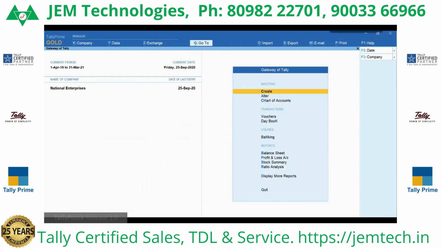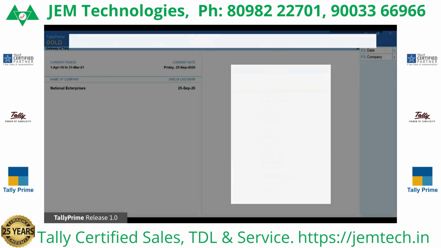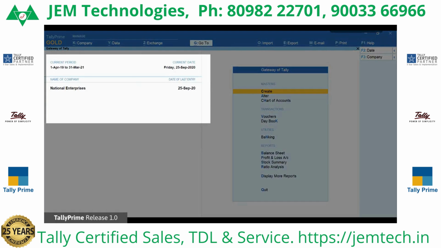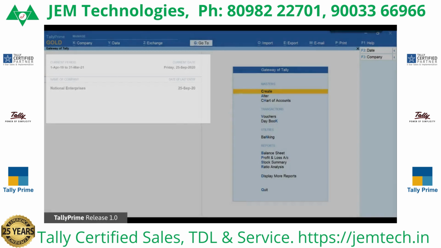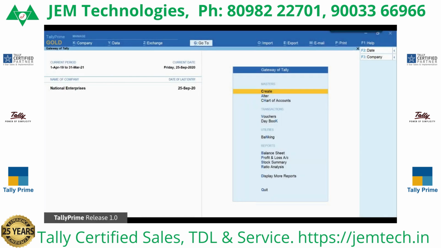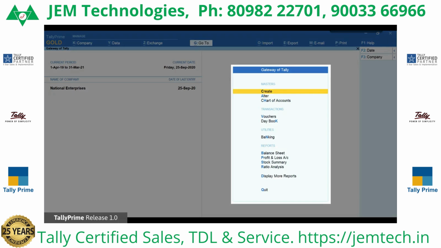This is the Gateway of Tally screen. In TallyPrime, everything happens in this one window. All features and menus open here. In the central area, on the left, you will find the names of the companies in use. On the right, you have the menu list of all the functional features of TallyPrime. This menu is the gateway to all masters, transactions, and reports.